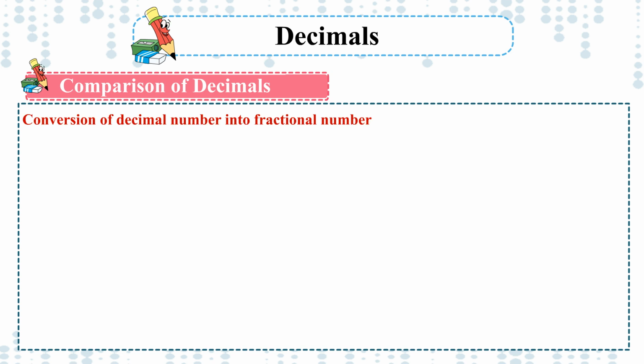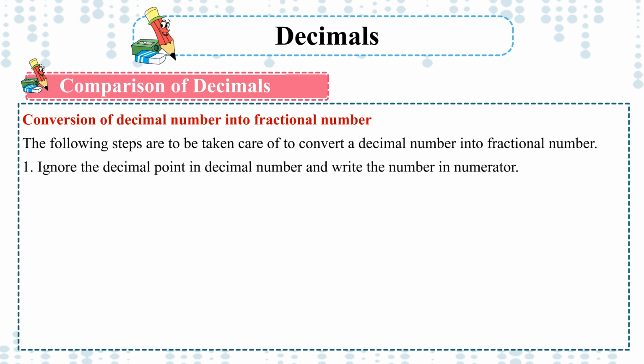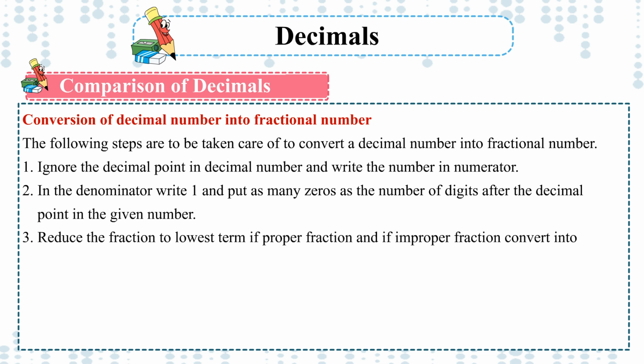Conversion of decimal number into fractional number. The following steps are to be taken care of to convert a decimal number into fractional number. 1. Ignore the decimal point in decimal number and write the number in numerator. 2. In the denominator write 1 and put as many zeros as the number of digits after the decimal point in the given number. 3. Reduce the fraction to lowest term if proper fraction, and if improper fraction convert into mixed number.